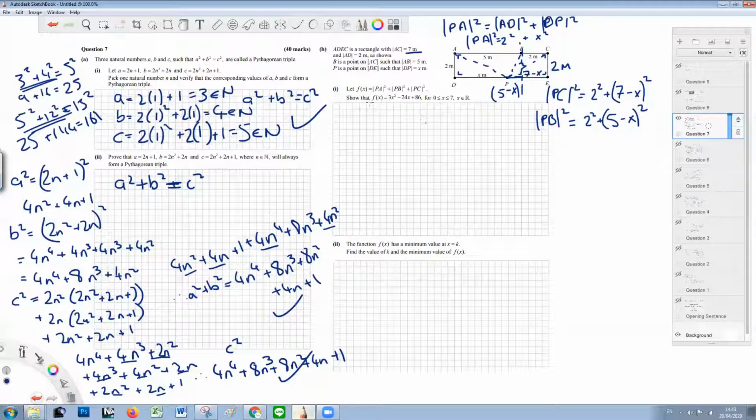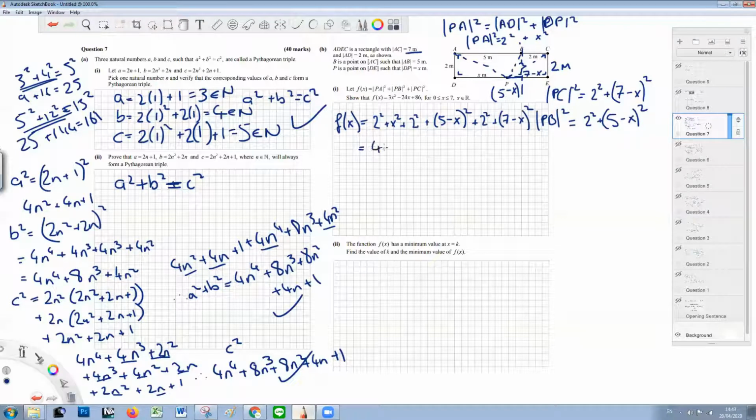And what have I been asked? Show that f of x is equal to this. So I basically need to say that if I put these 3 equations in, they would equal to this. So I'll just do that. So f of x should be equal to 2 squared plus x squared, plus PB squared, so it's 2 squared plus (5 minus x) squared, plus PC squared, which is 2 squared plus (7 minus x) squared.